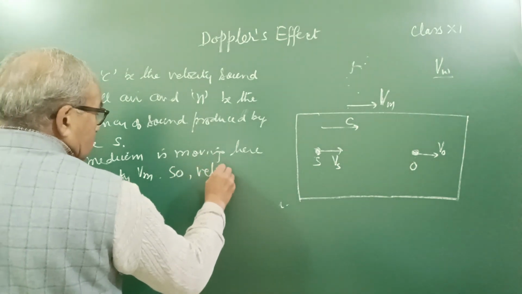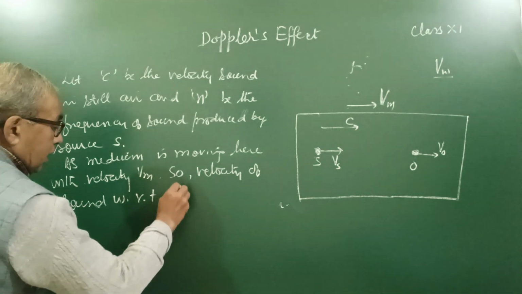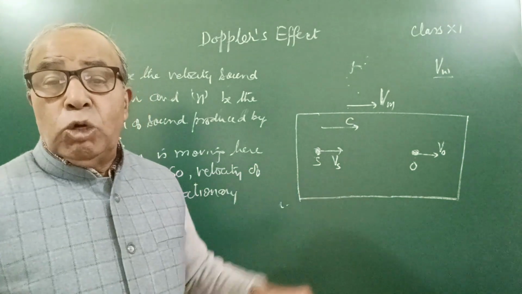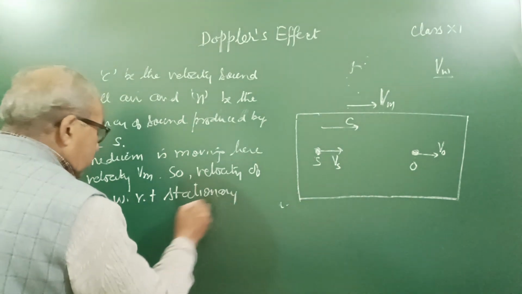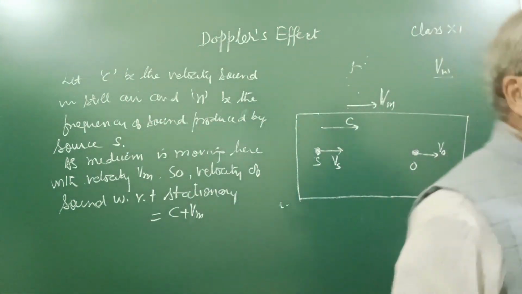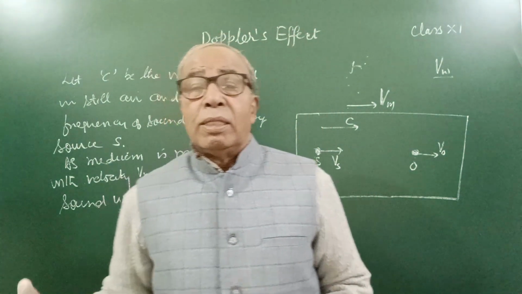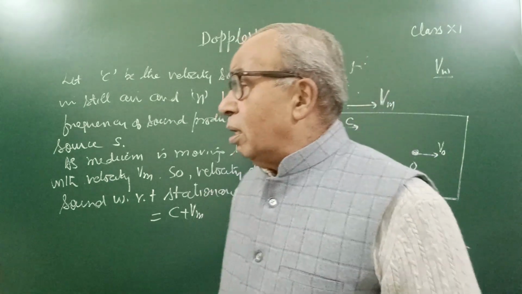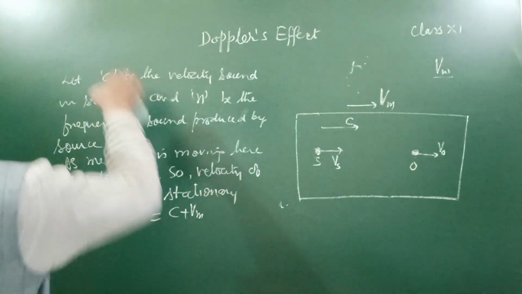So the velocity of sound with respect to a stationary source, when the source is supposed to be at rest and the medium is moving from source to observer, is equal to C plus Vm. Like we did in class 8 or 9: if a boat moves in a river along the current, the velocity of the boat with respect to the bank becomes boat velocity plus velocity of water, and upstream it is minus. But now the source is moving along the direction of sound.